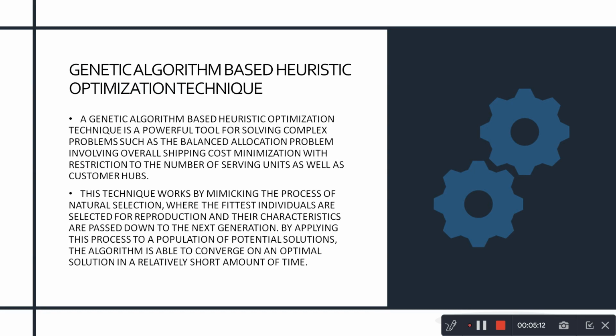Here is a genetic algorithm based heuristic optimization technique. A genetic algorithm based heuristic optimization technique is a powerful tool for solving complex problems such as the balance allocation problem involving overall shipping cost minimization with the restriction to the number of serving unit as well as customer hubs. This technique works by mimicking the process of natural selection, where the fittest individuals are selected for reproduction and their characteristics are passed down to the next generation by applying this process to a population of potential solution. This algorithm is able to converge on an optimal solution in a relatively short amount of time.